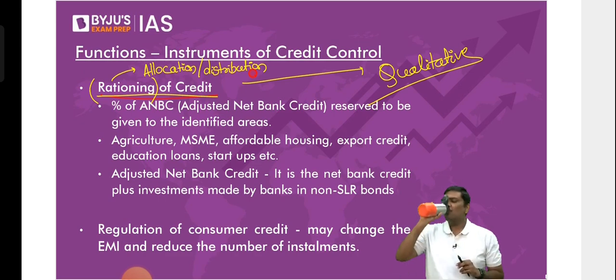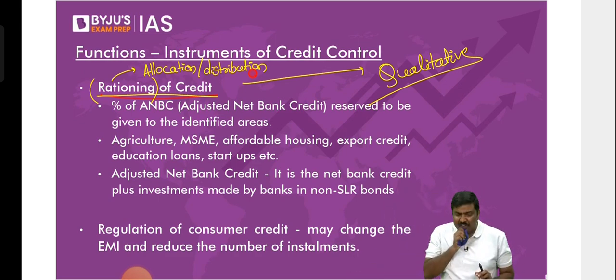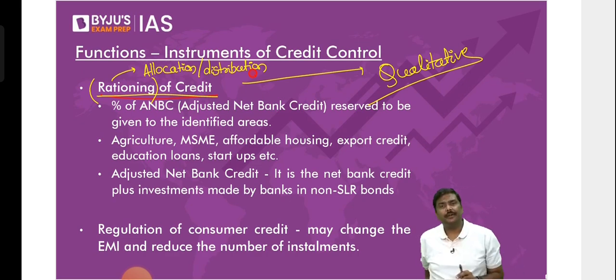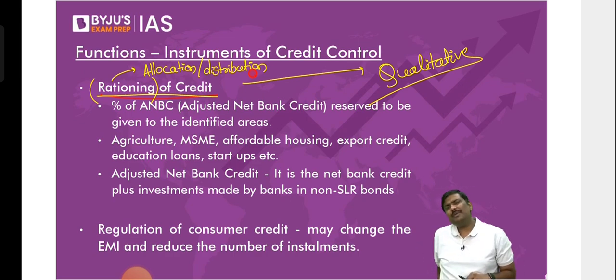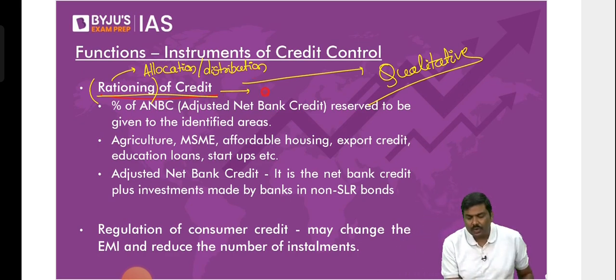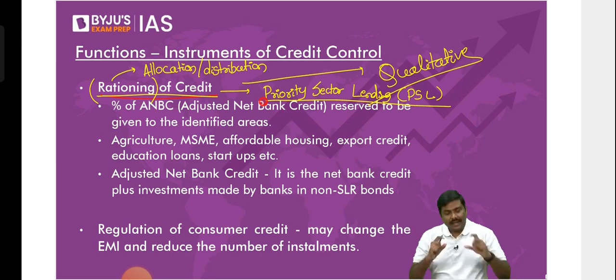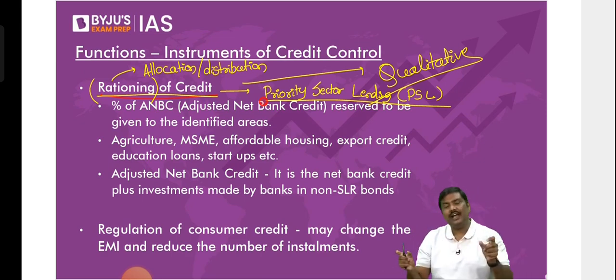Now let's start here. What do you mean by rationing of credit? Rationing of credit is simply nothing but distribution or allocation of credit. How does RBI control the allocation of credit? There is a tool used by RBI. The name of the tool is priority sector lending. The short form I will use now is PSL. Priority sector lending.